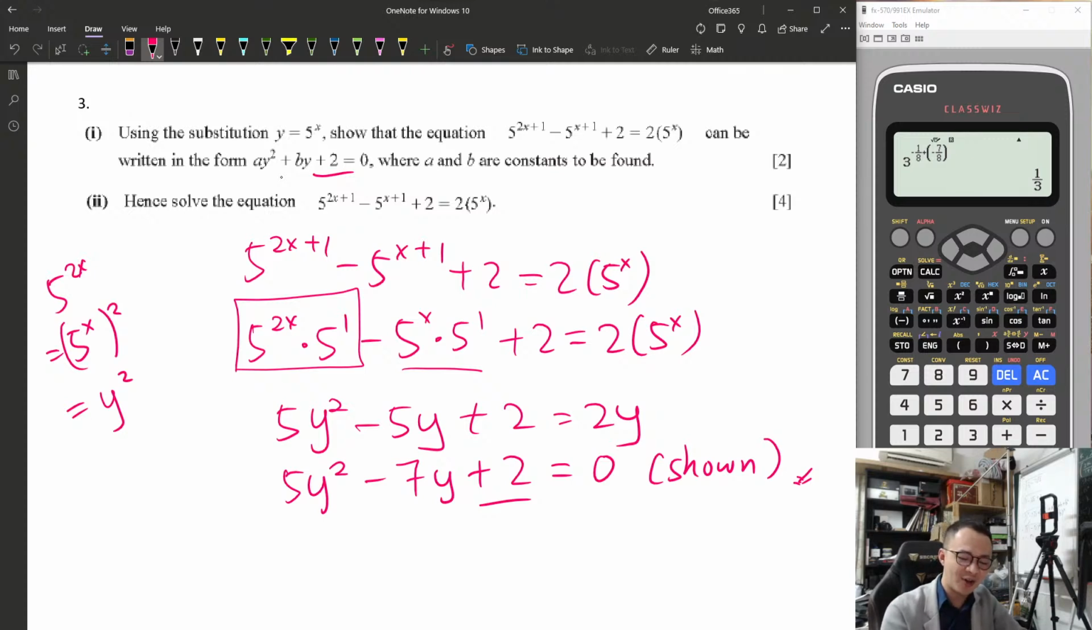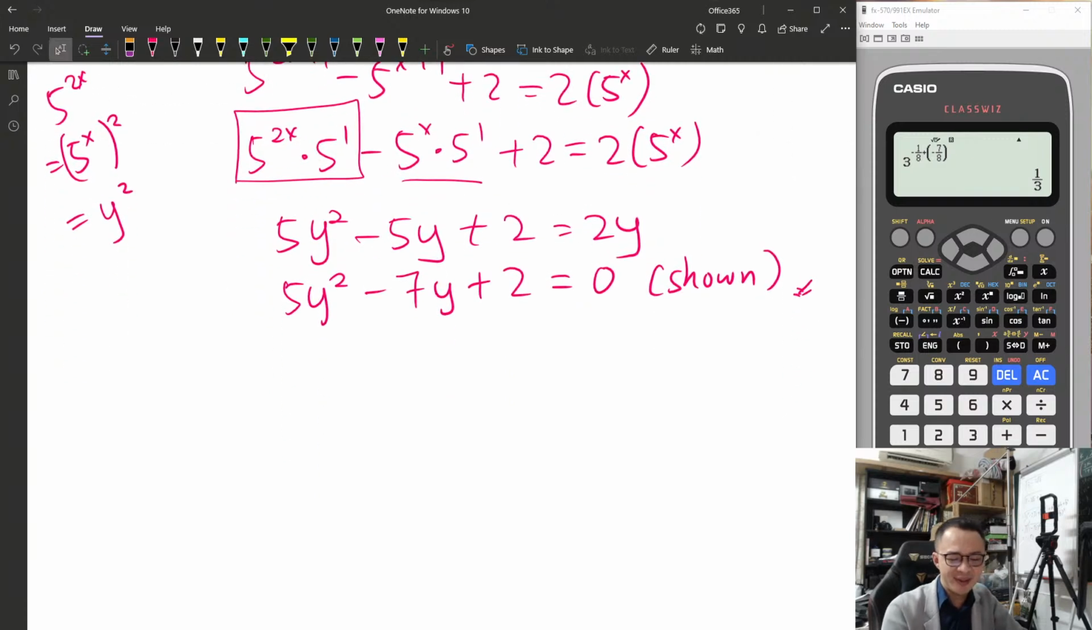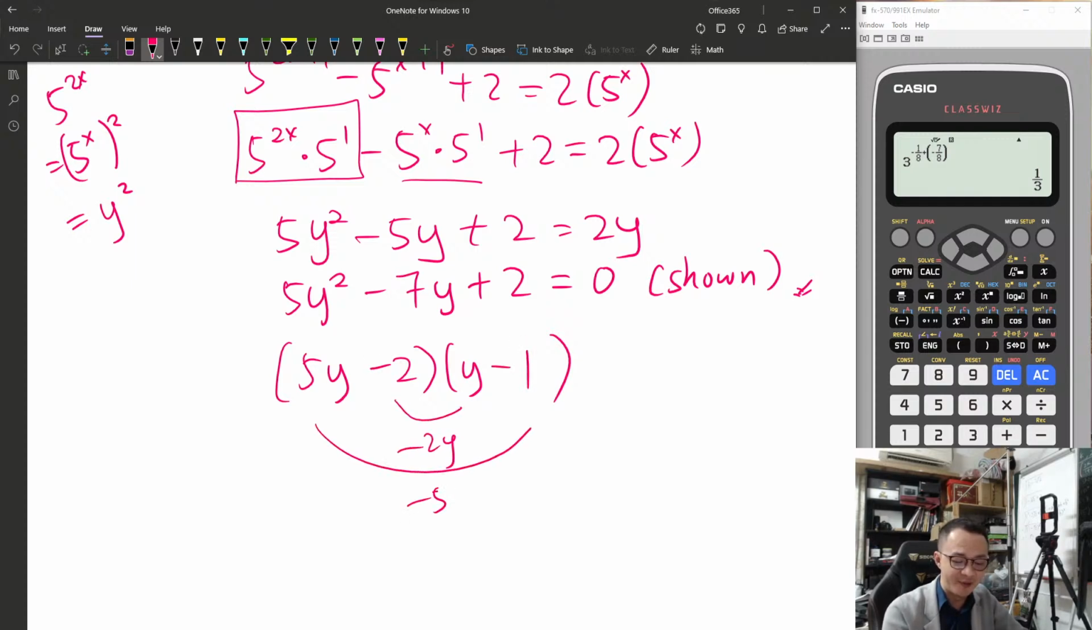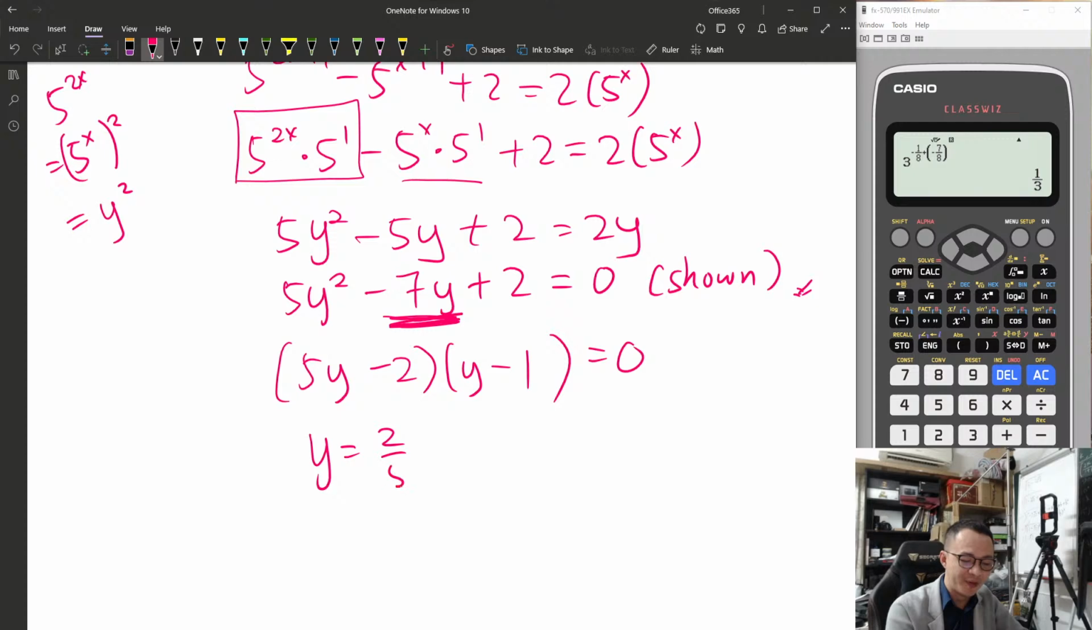Hence, they asked us to solve this equation. Let me see, is it solvable? I think it is possible. This is 5y, and this is y. And here should be 2 and 1. Both must be minus. This is negative 2y, this is negative 5y. Added together is negative 7y, which is at the middle. Simple. So y equals 2 over 5, or y equals 1.